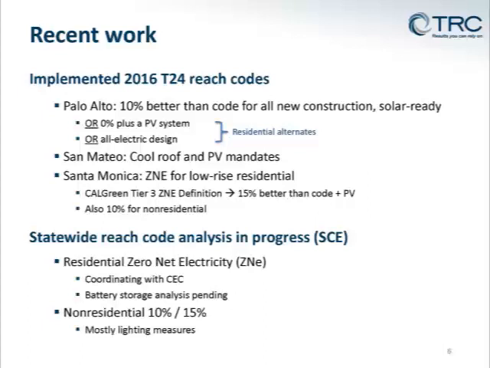So right now what we're working on is a statewide reach code analysis with Southern California Edison. We're in the final stages of the residential zero net electricity analysis, which is where the California Energy Commission is going for 2020. They've dropped zero net energy, they're going zero net electricity. We've been coordinating with the California Energy Commission for over a year about the exact methodology. This is a statewide analysis, for all the climate zones, so any jurisdiction can just use this report and submit it to the California Energy Commission. They don't have to pay for their own analysis. We already completed a non-residential reach code report that had 10 or 15% reach code recommendations across the state.